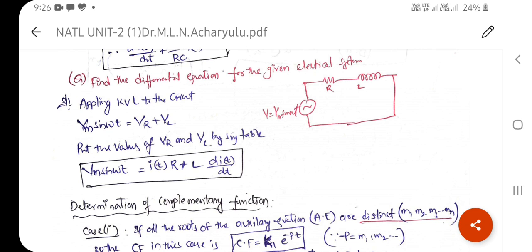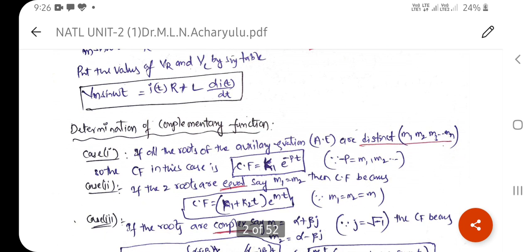The voltage drop across the resistor is equal to R into i of t, and the voltage drop across the inductor is L di by dt. Therefore Vm sin omega t equals i of t into R plus L di by dt. This is the basic RC and RL differential equation, which is a first order differential equation.